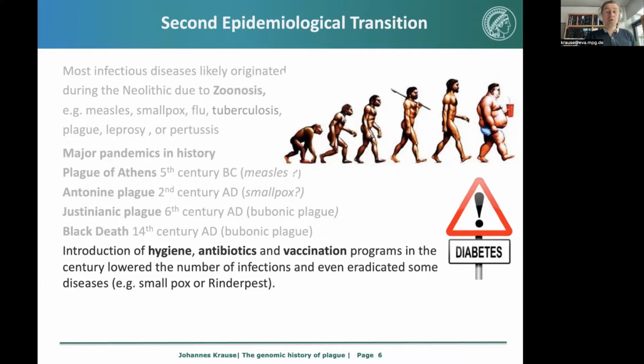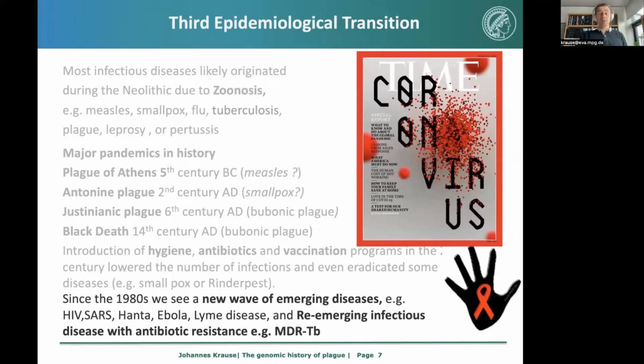And that is therefore now also called the so-called third epidemiological transition. Since the 1980s, we see new infectious diseases spreading. So instead of defeating them, we actually have many more than we used to have. And there are lots of examples. SARS being one, but also, of course, HIV, Hanta, Ebola, Lyme disease. They are newly emerging. The human population moves into places where it had not been before. They pick them up or have contact with animals that they didn't have before.